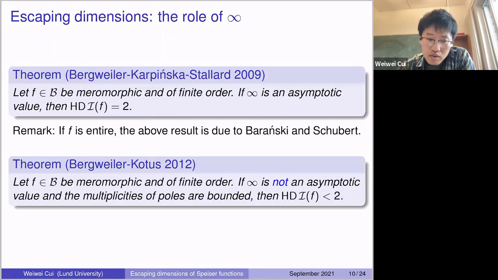Also, if the multiplicities of poles are not bounded, then you can have a 2-dimensional escaping set. You can even have an escaping set of positive Lebesgue measure.